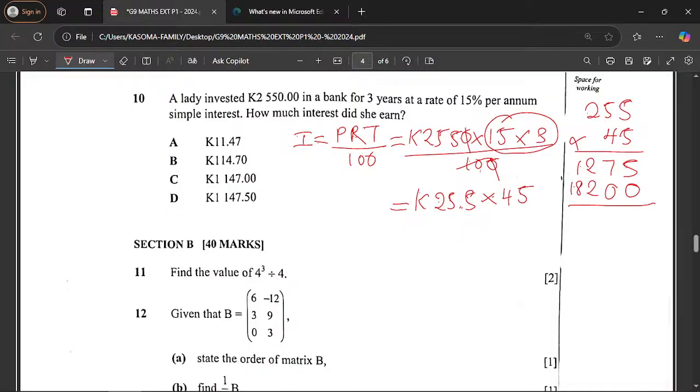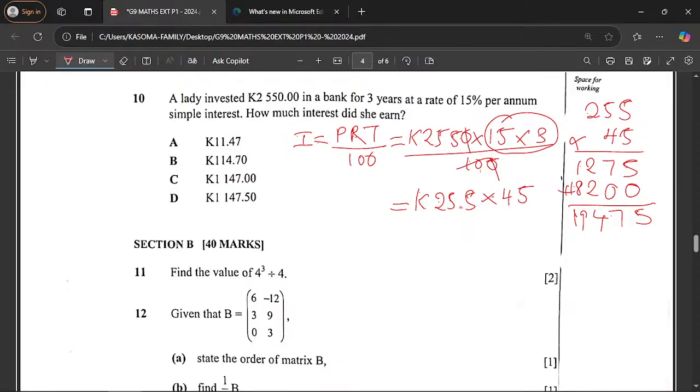Then I'm going to add this. 5 plus 0 will give me 5. 7 plus 0 will give me 7. 2 plus 2 will give me 4. 1 plus 8 will give me 9. Then 1. Okay, I hope I've multiplied well.